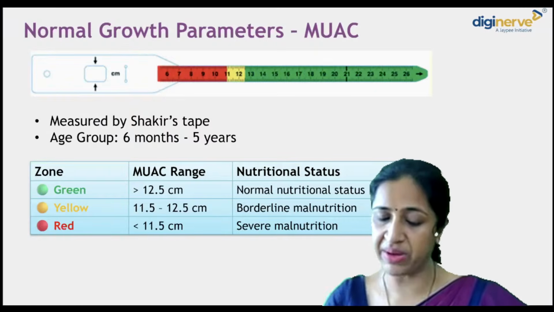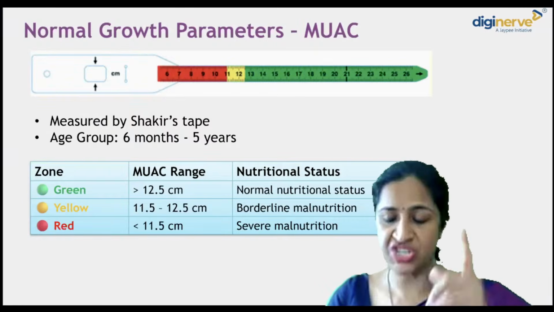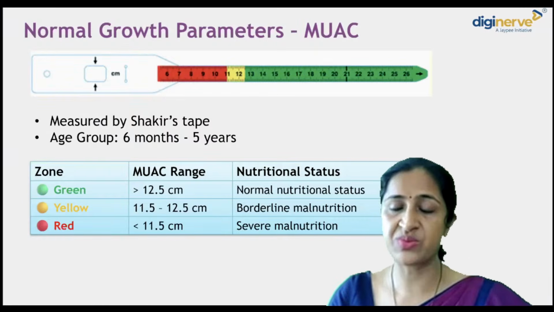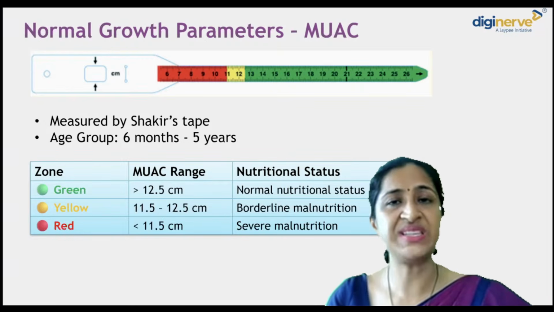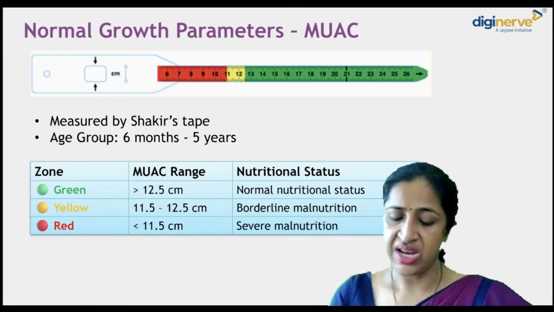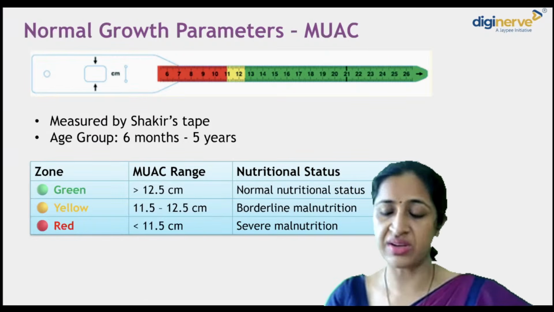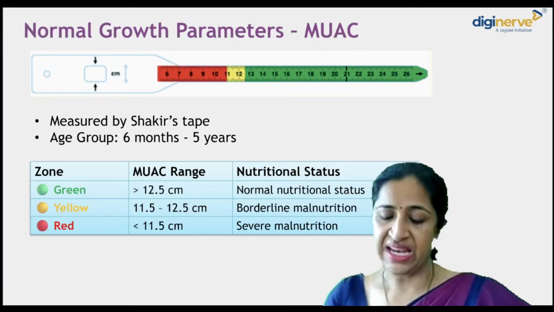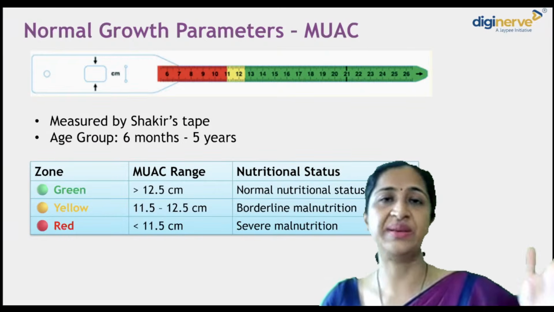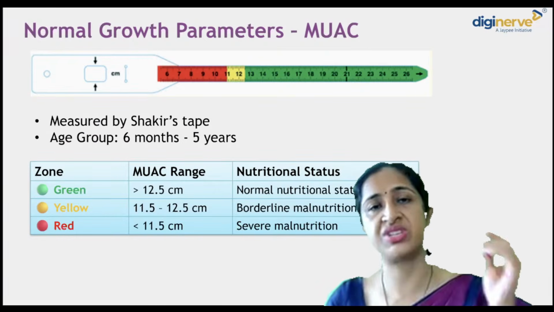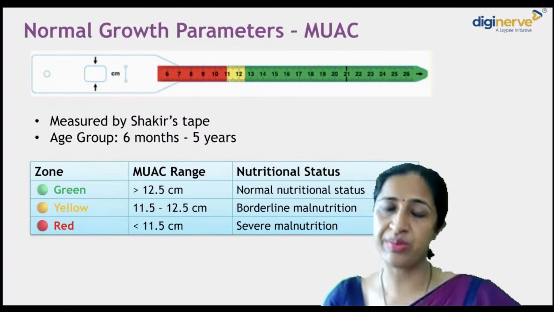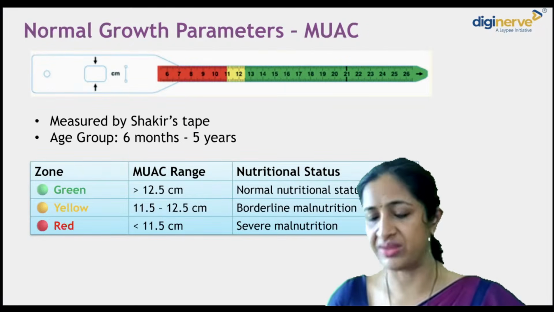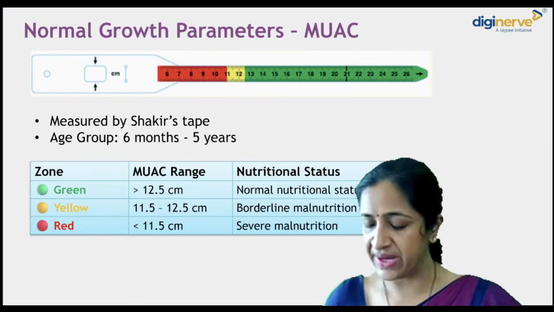Now, mid upper arm circumference measured by Shakir's tape. Shakir's tape is what gives you the 3 colors. Okay. Age group you measure is between 6 months and 5 years. Now, the zone based upon the color and what measurement you see, 11.5 is the cutoff. Anything below 11.5 is severe malnutrition, SAM definition, everything comes here. Between 11.5 to 12.5 borderline, above 12.5 normal. So that's how the Shakir's tape is made.